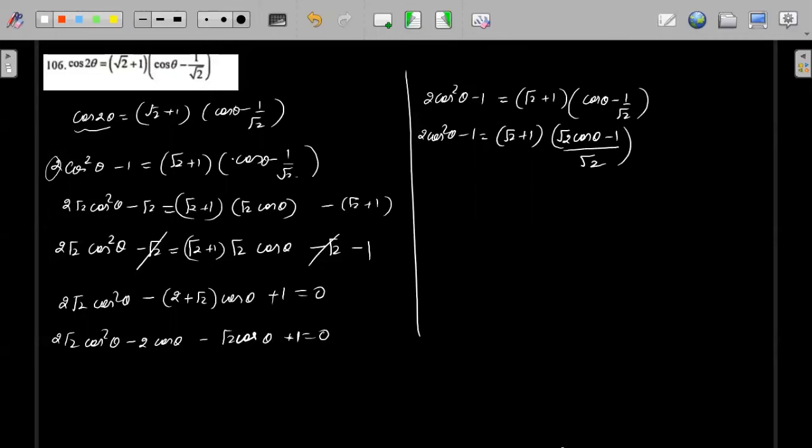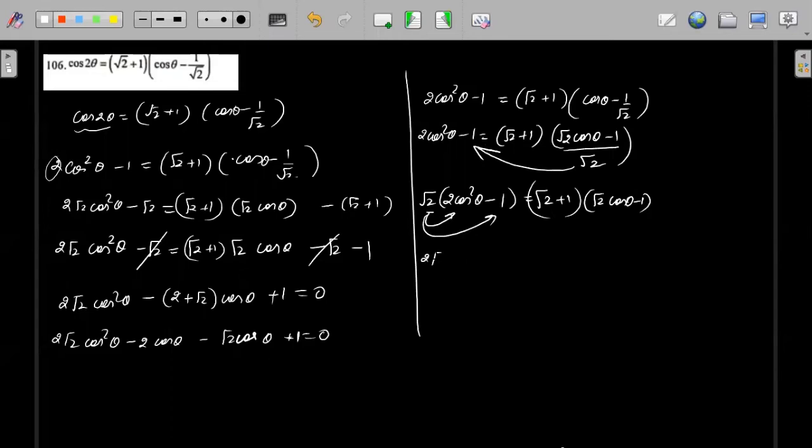Siddharth? Yes. Okay. Now see, if I cross multiply this root 2 to the other side, this will become root 2 into 2 cos square theta minus 1 is equal to root 2 plus 1 into root 2 cos theta minus 1. Now this root 2 I'm multiplying inside with both of them.